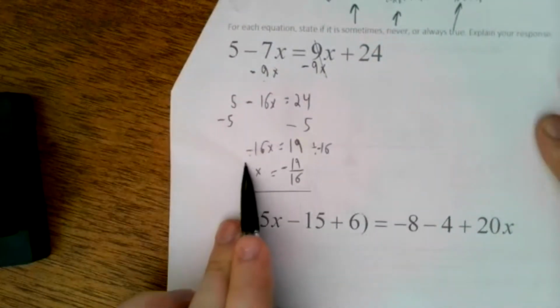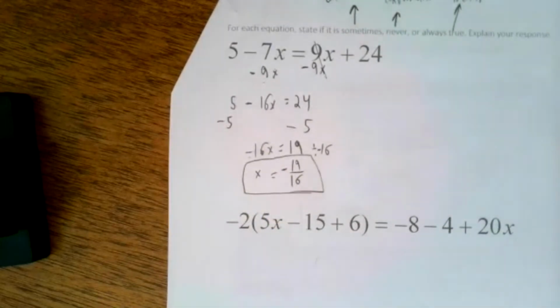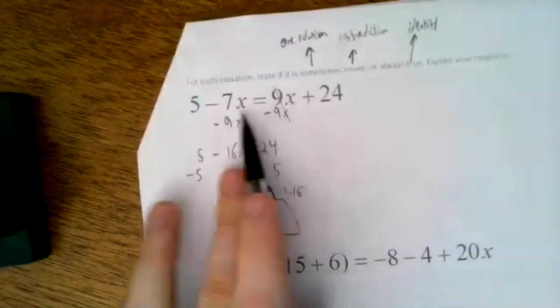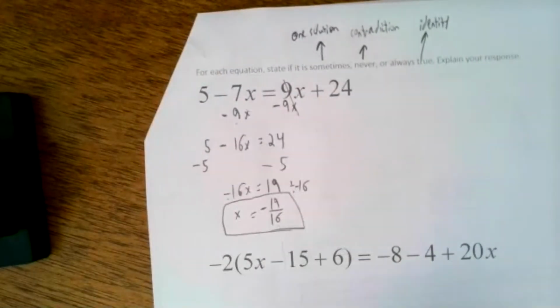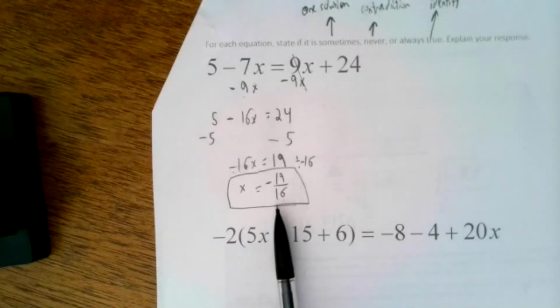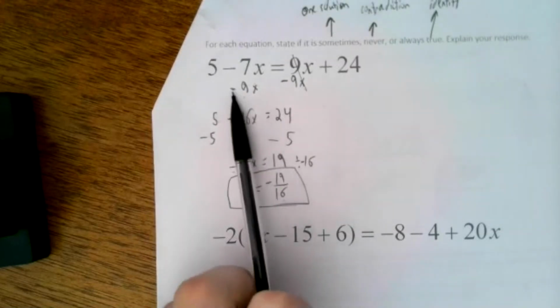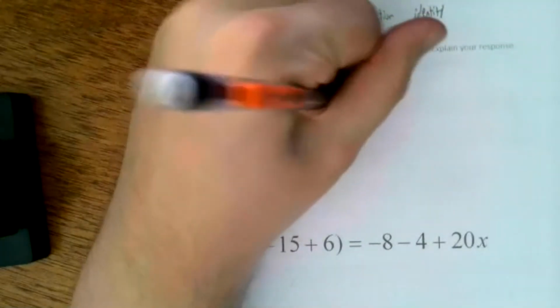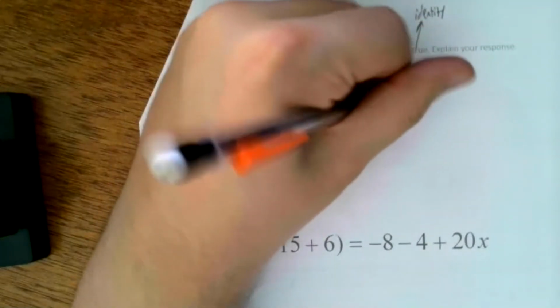Yep. So is this sometimes, always, or never true? Sometimes, because it's one solution. Right, so we have exactly one solution for x. So this equation here is only true when we get x equals negative 19 over 16. So if we plug in x equals 3 to this, we're not going to get a true statement. It's only true when we have this exact answer. So this is sometimes true. And that's because we have one solution.